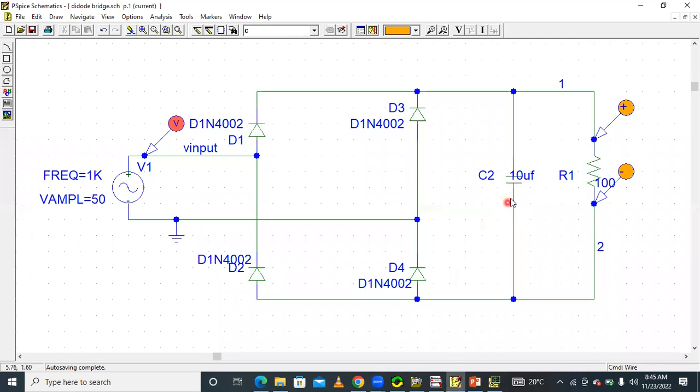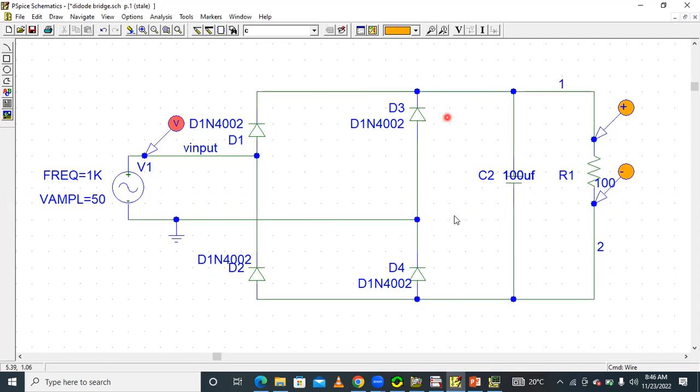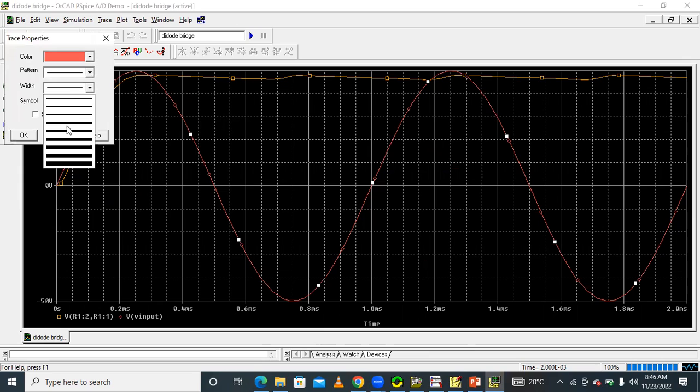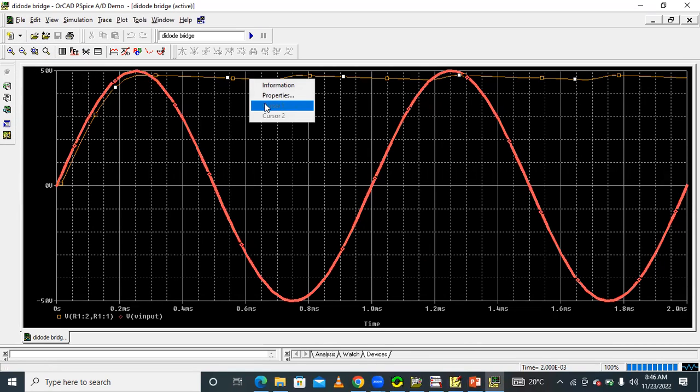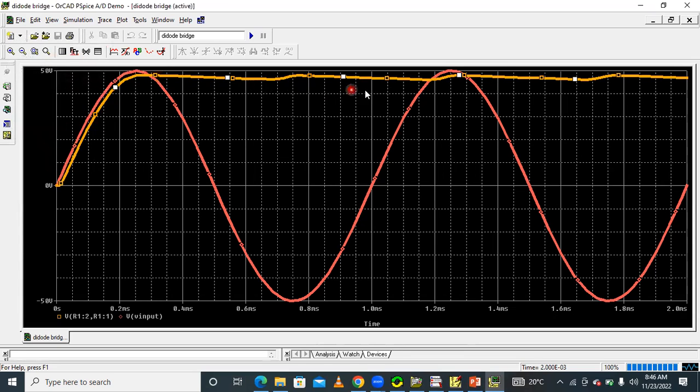By increasing the capacitance value, for example to 100 microfarad, simulate again. This color is our input waveform, and this orange color is our output waveform. In the output voltage waveform, it is approximately DC, with only small ripples present. By increasing the capacitance, we get almost exactly DC voltage.